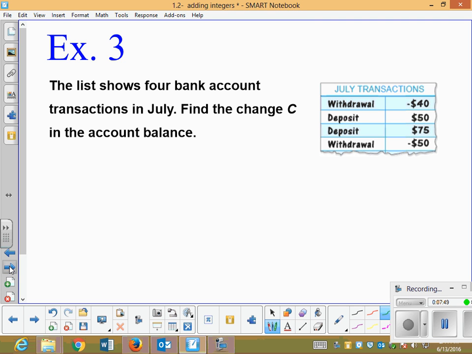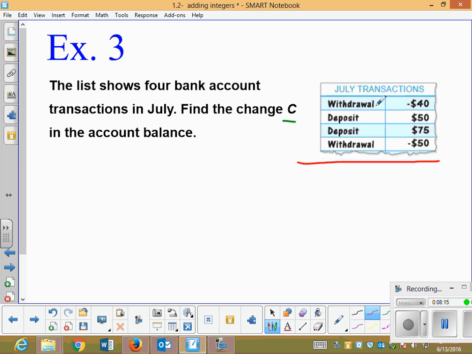Okay, example 3, we're going to go ahead and combine our different signs and our same signs and now do a story problem. So for this one, it says here there's a list that shows 4 bank accounts for somebody who spent money in or a transaction in July. And it says here we want to find the change C in the account. So we're basically going to figure out how much money they really have after all this.